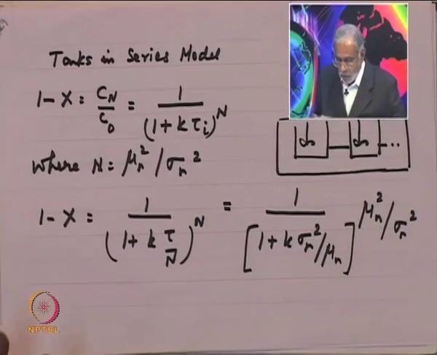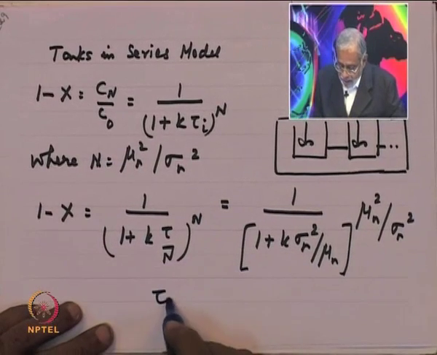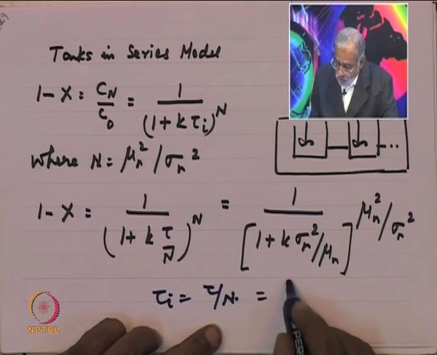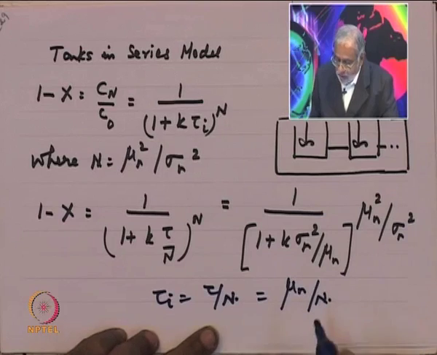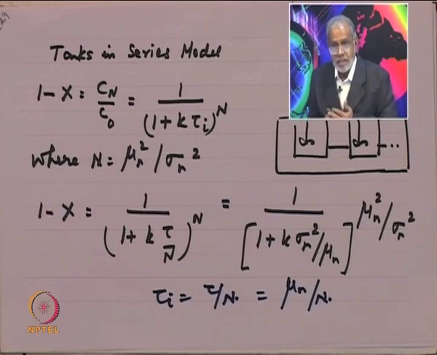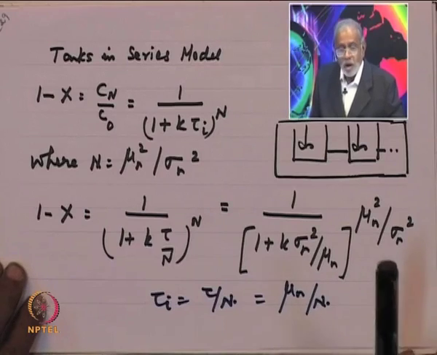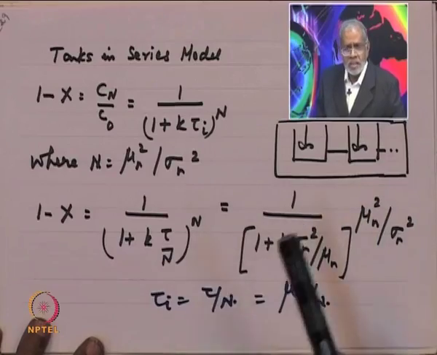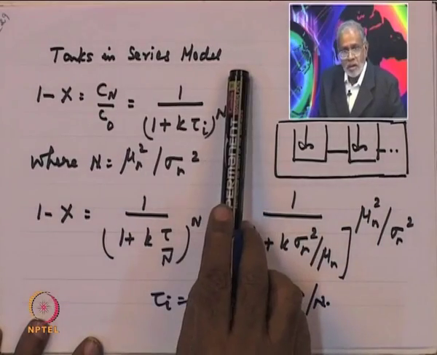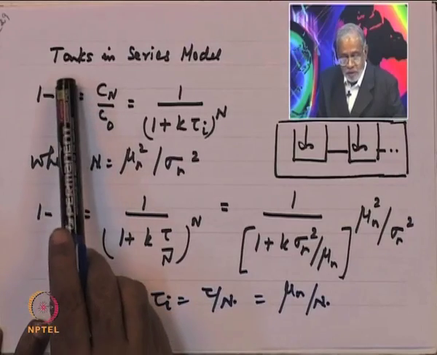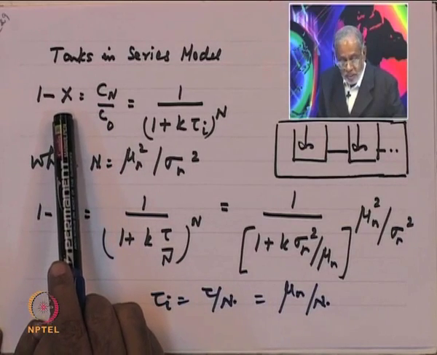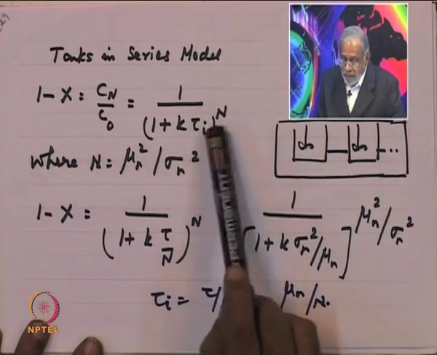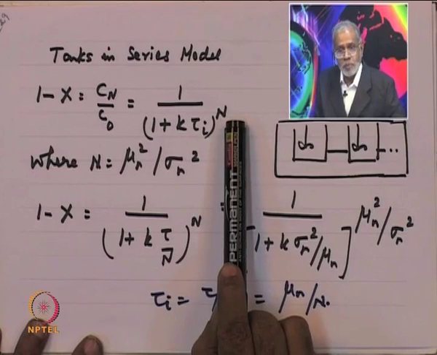And tau I equal to tau by n, and what is tau? Tau is equal to mu n by n, where mu is the first moment of the tracer response. In other words, what we are trying to say here is that if you have a real vessel and you want to model this as a tanks in series model, so if you understand from your experiments what is the extent of reaction that you observed, then using that data you will be able to tell how many tanks are required to model this equipment.